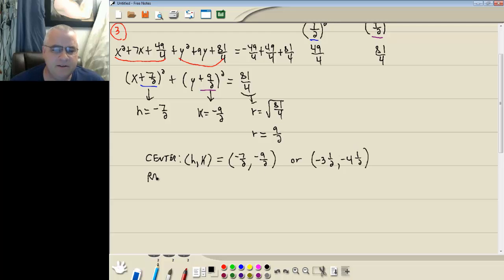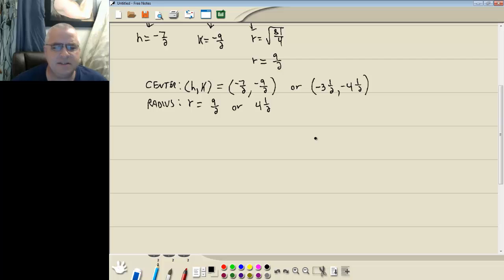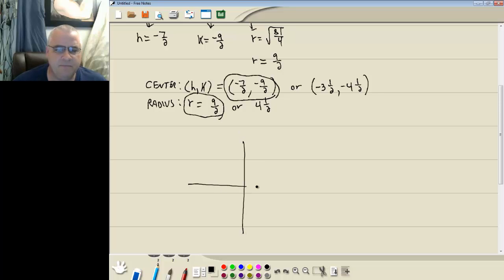Now our radius. Our radius is r, which we just said was 9 halves. Or, that's 4.5. Either way. Graphing negative 7 halves and negative 9 halves is kind of a challenge. This makes it a little bit easier. So those are our first parts to our answer.